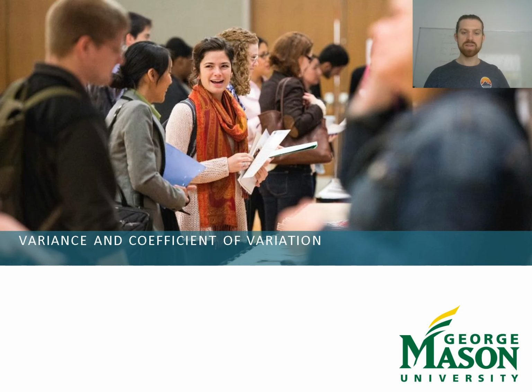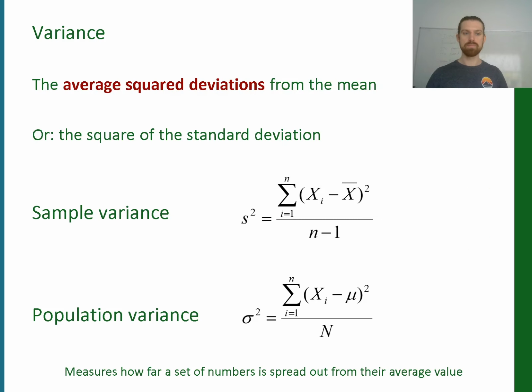So the variance and the coefficient of variation. The variance is the average squared deviations from the mean, and it's very much like the standard deviation, but it's not returned to the original units. Okay, so you'll notice that we do not square root again the values that we obtain here, so they're left squared.